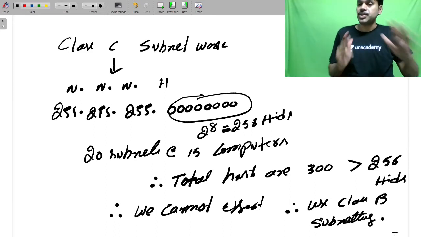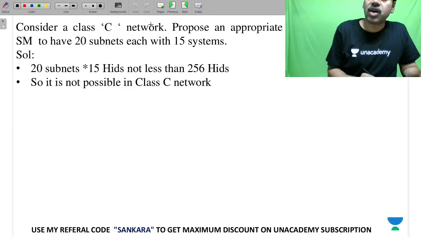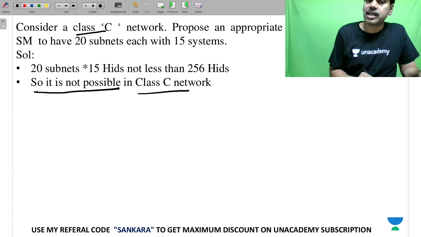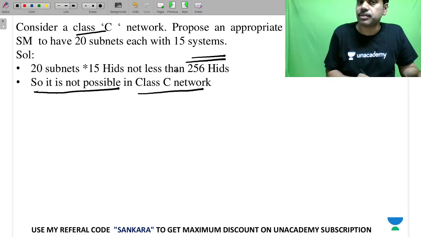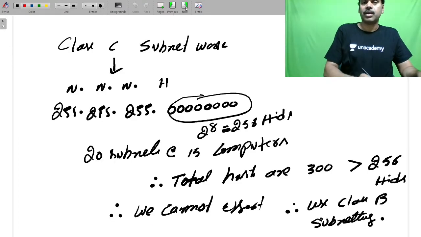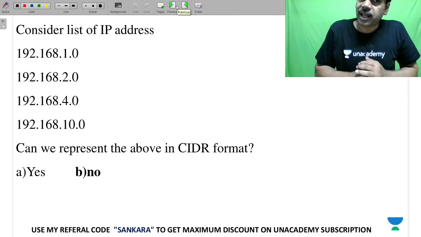Okay. So this is invalid according to your class C. It is not possible in a class C network because class C can give you a maximum of 256, but you're asking for 300.